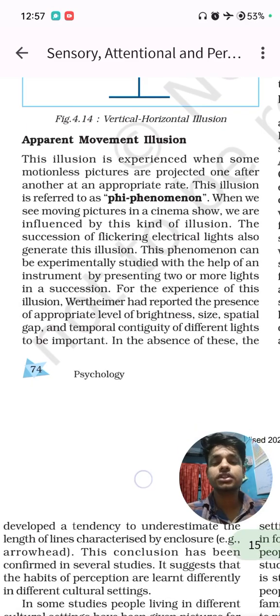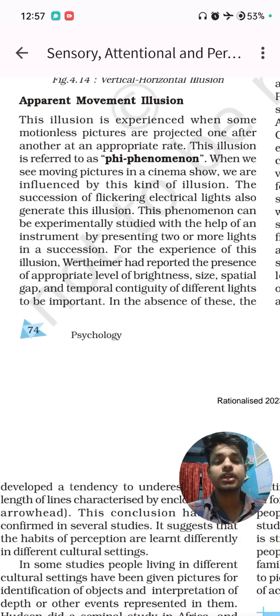Apparent movement illusion. This illusion is experienced when some motionless pictures are projected one after another at an appropriate rate. This illusion is referred to as the phi phenomenon. When we see moving pictures in a cinema, we are influenced by this kind of illusion. The succession of flickering electric lights also generates this illusion. The phenomenon can be experimentally studied with the help of an instrument by presenting two or more lights in succession for the experience of the illusion.